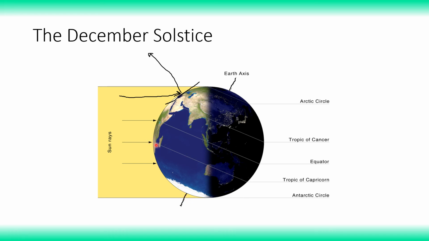And the last point with this one, just similar to what we saw before, here where my laser pointer is, is the subsolar point, and it's right on the Tropic of Capricorn. So on the December solstice, the subsolar point is right on top of the Tropic of Capricorn, and during the June solstice it's right on top of the Tropic of Cancer.